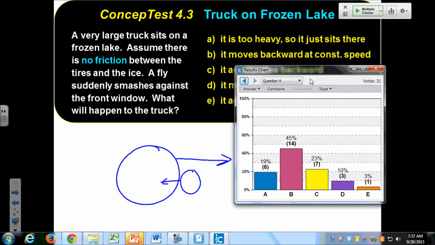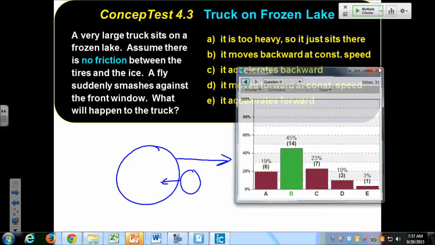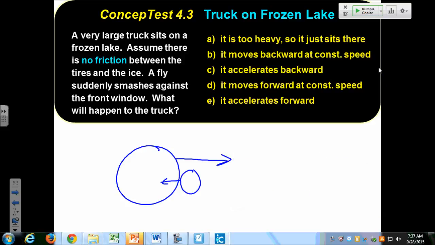Okay, let's see. B is the correct answer. It's a small force that the fly exerts on the truck, in a similar way that the truck exerts a small force on the fly. But if it's truly a frictionless lake, or frictionless surface, then that small force will cause the truck to accelerate for just a moment and then move at a constant speed. So here B is the right answer.